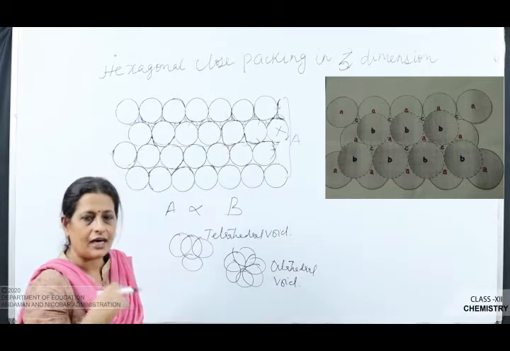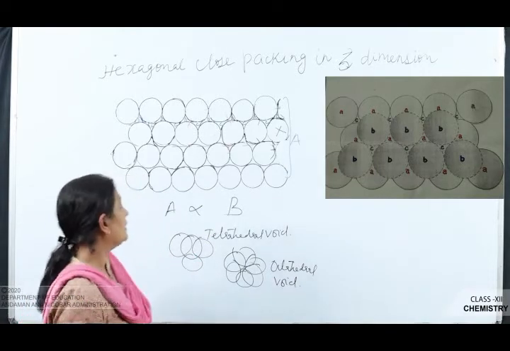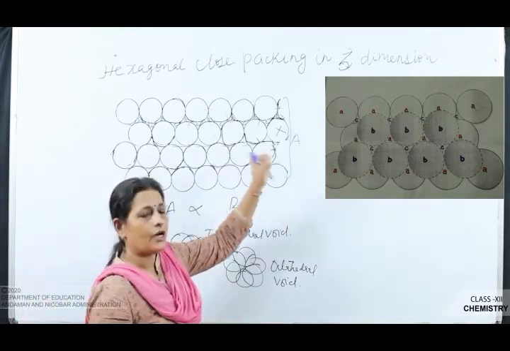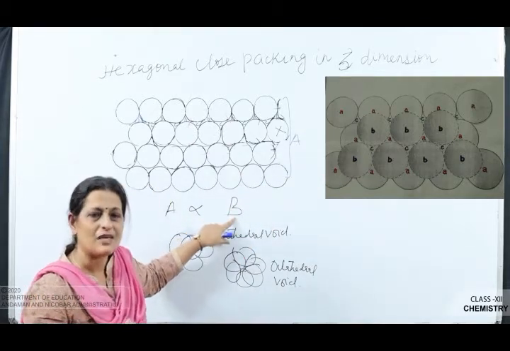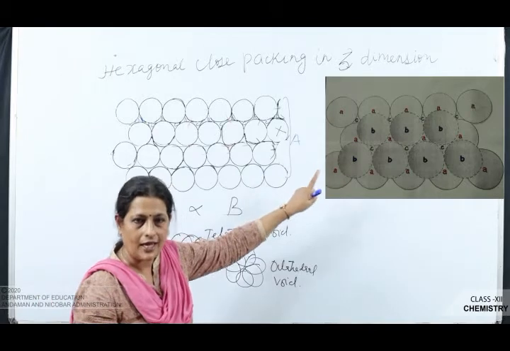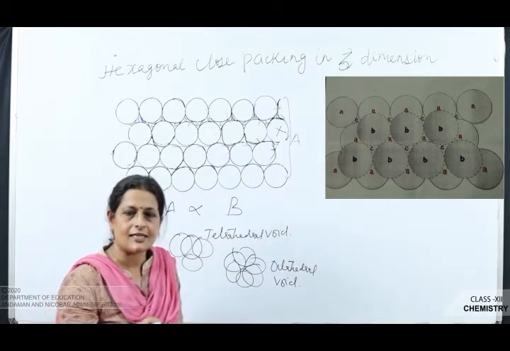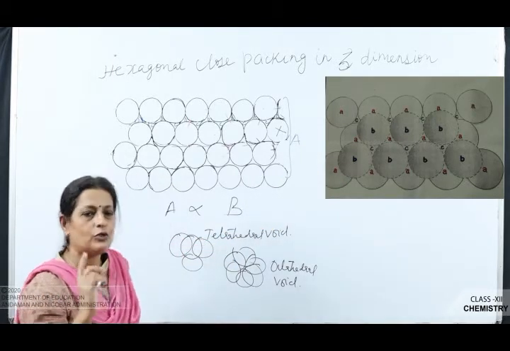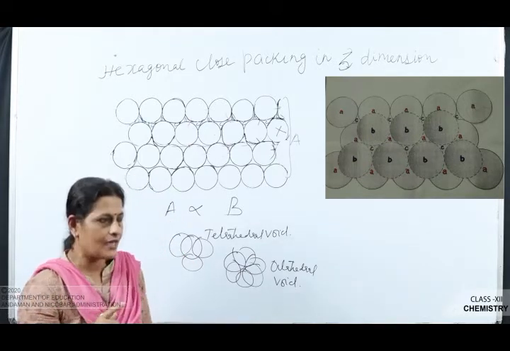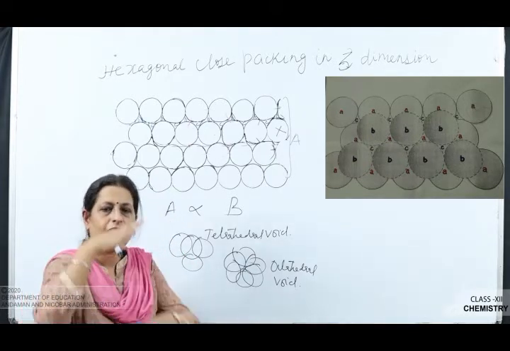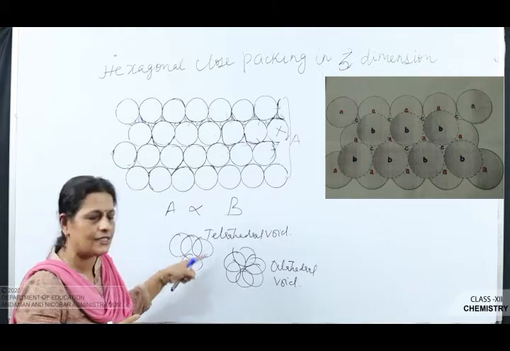That is, after arranging the second layer in the voids marked C, you are getting a new arrangement, and that we have named as what? B, because B is not identical to A. So after arranging the second layer, now you are getting two different types of voids. See the figure carefully. In the figure you can see 3 spheres in the bottom and 1 at the top. So total how many spheres are touching? 4.